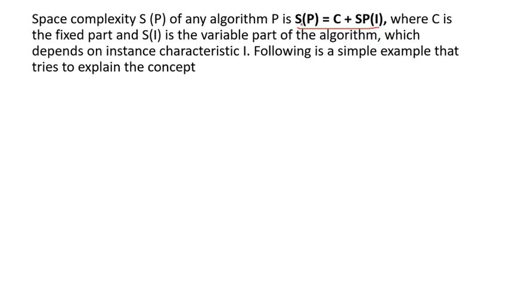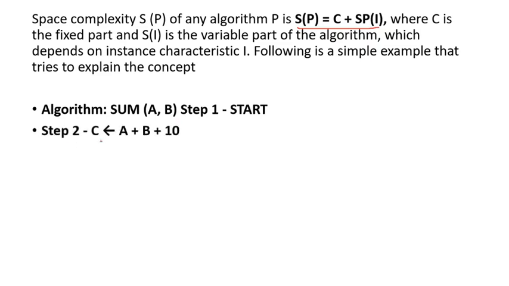Following is a simple example that tries to explain the concept. Okay, we will take a small example for understanding purpose. This will be implemented in a program. So take addition of two numbers: algorithm sum a comma b. Step 2, c is equals to a plus b plus 10. This is the constant. Stop. Okay, so here we have written a simple algorithm for sum a comma b.